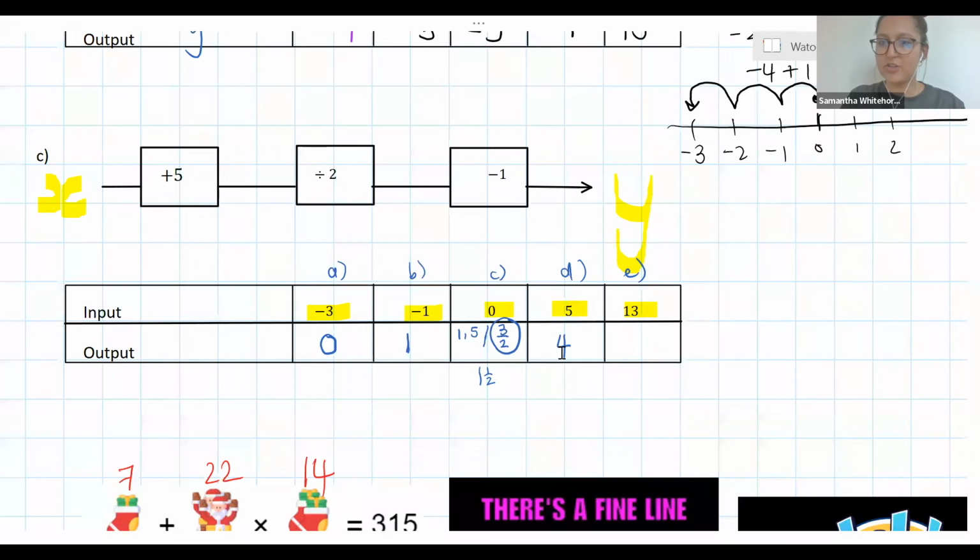Okay. Tracy, do you want to give us our last one? Yes, ma'am. Number E is 8. Okay, do you want to tell us how you got there? Yes, ma'am. So, ma'am, I said 13 plus 5 equals 18. 18 divided by 2 is 9. 9 minus 1 is 8. Fantastic. Well done. Guys, your maths tonight is very much on point. Well done.